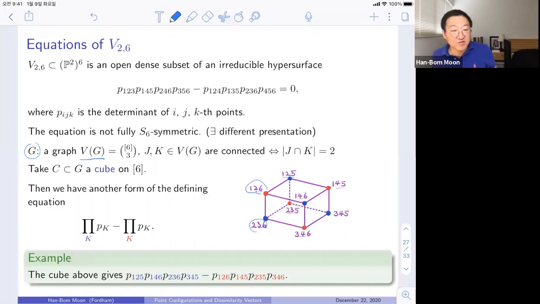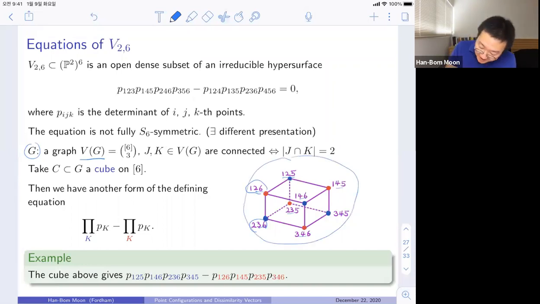So this is a 3-regular graph with 6 to 3 vertices. Now we are going to take a subgraph of this graph G, which is isomorphic to a 3-dimensional cube. So this is one example. This is an example of a cube C.